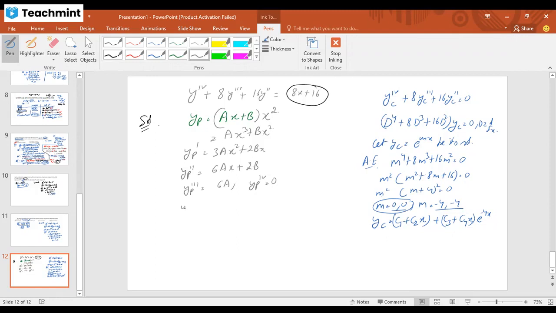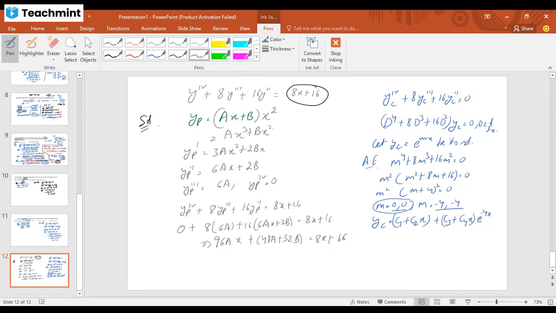And because yp is a particular integral, it means that y'''' plus 8y''' plus 16yp double dash equal to 8x plus 16. So the fourth order derivative is 0, the third order derivative is 6a, the second order derivative is 6ax plus 2b. Substituting, this gives 96ax and this is 48a plus 32b, equal to 8x plus 16.